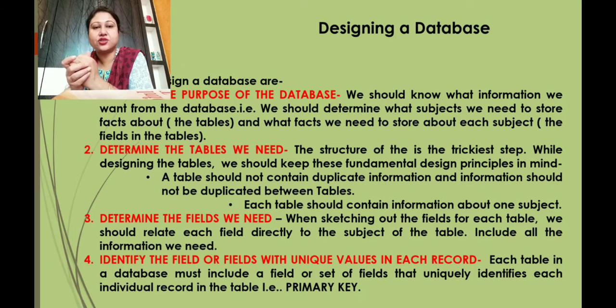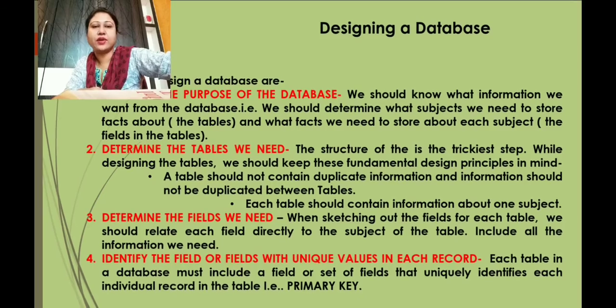Then the fourth one is to identify the field or fields with unique values in each record, that is the primary key. Each table in a database must include a field or a set of fields which will uniquely identify each individual record in the table. That is the primary key. So while we create a table, we must include a particular field which will uniquely identify each record in the table, and that is the primary key.